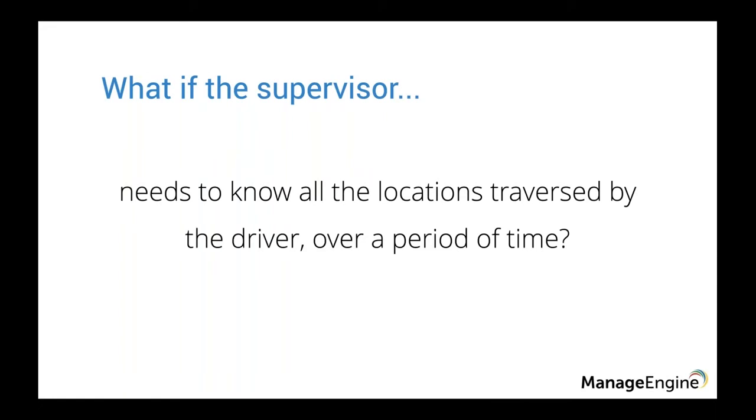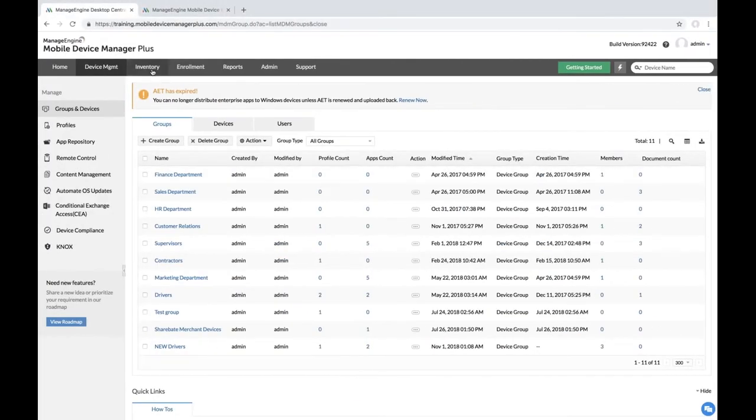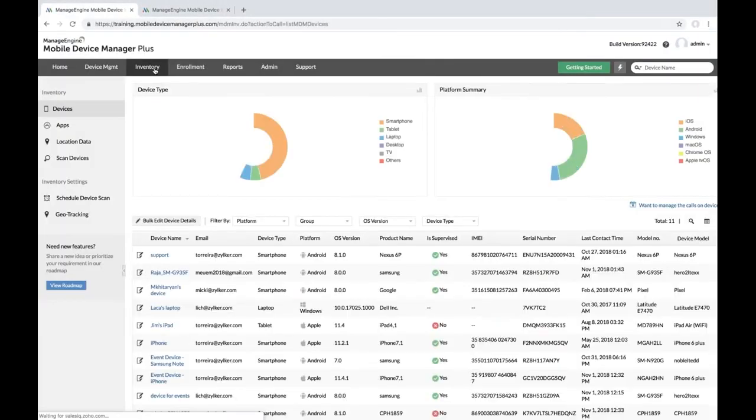Now, what if the supervisor needs to know all the locations traversed by the driver over a specific period of time? So let me take you back to the MDM server and show you how this can be achieved. So click on the Inventory tab and select Geo-tracking. Now, over here, you need to configure the geo-tracking settings.